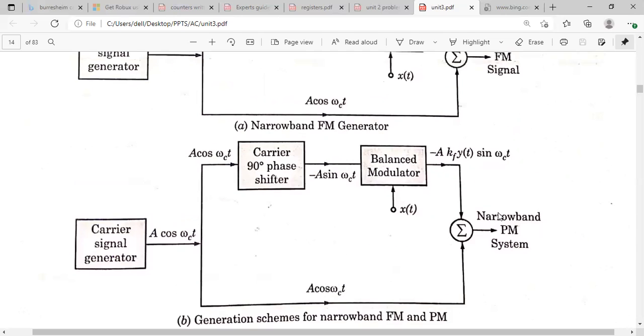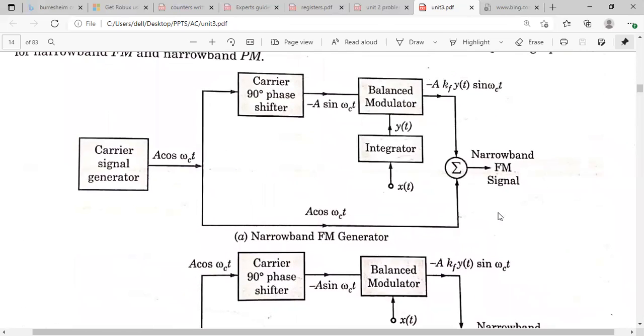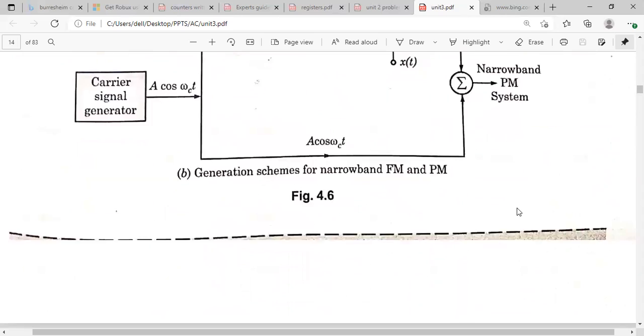What is the condition we are assuming for the standard expression to generate the narrowband FM or narrowband PM? The frequency sensitivity factor kf into y of t should be very much less than 1. If it is very much less than 1, you will get the narrowband FM signal or the narrowband PM signal.